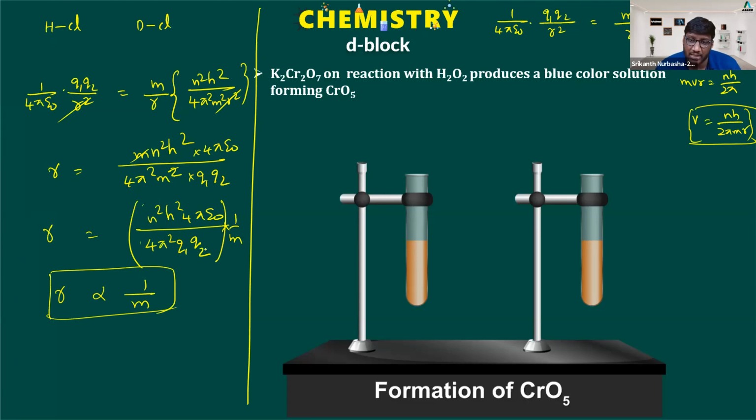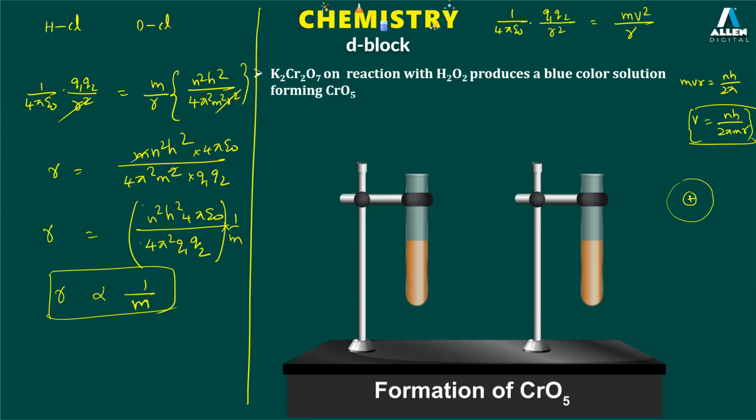What is that mass? Is it the mass of the electron, or the mass of the neutron, or the mass of the nucleus? What does this m stand for? Mass of atom, or mass of electron? Around the nucleus, the electron is revolving. Yes or no? So it is the mass of electron. That means the radius of an orbit in which the electron is revolving is inversely proportional to the mass of electron.